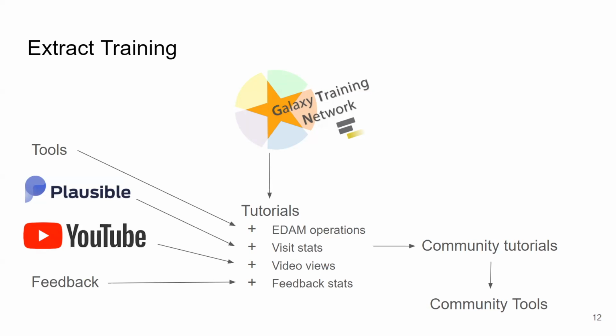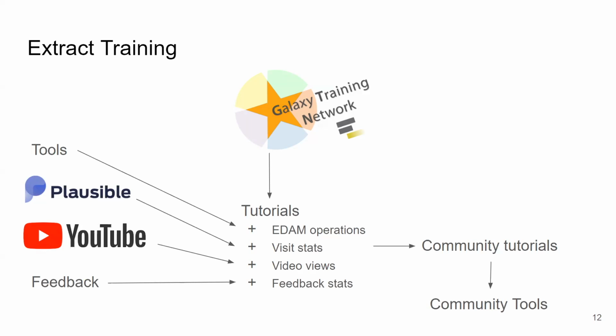So what we do is we query, thanks to Elena and Saskia, we have a really great API for the GTN. So we use the API of the GTN to extract all the tutorials. And then we add EDAM operations from the tools, because we have this information from the tool. We can propagate that to the tutorials. We also query the Plausible API to get the visit stats: how many times this tutorial has been visited and for how long. We also use the YouTube API to get the views of these tutorials if there is a video associated to that tutorial, and the feedback stats.